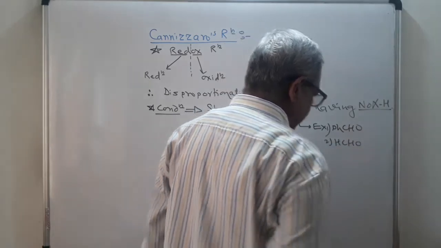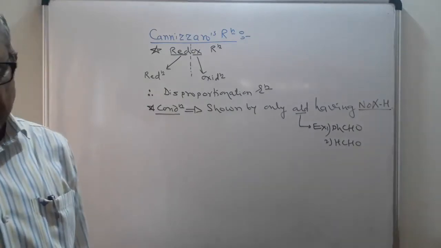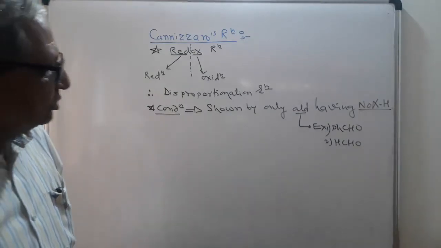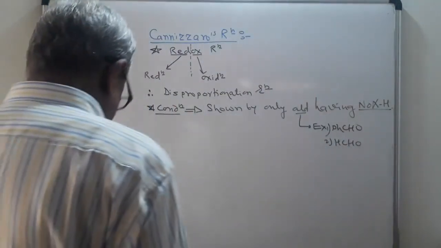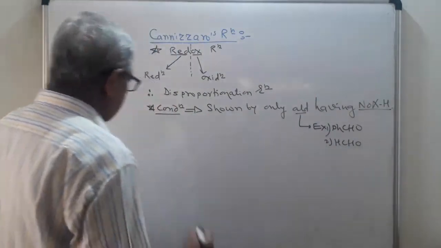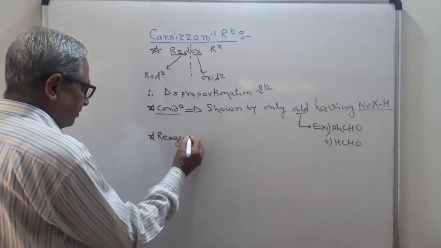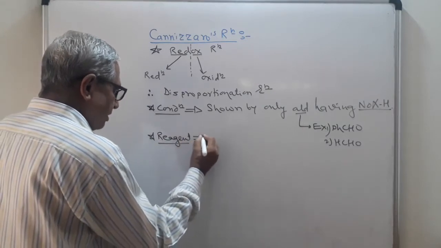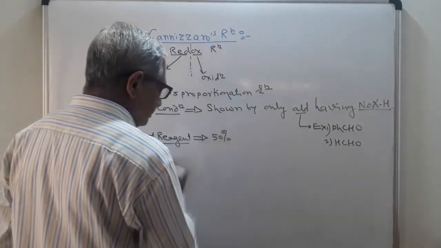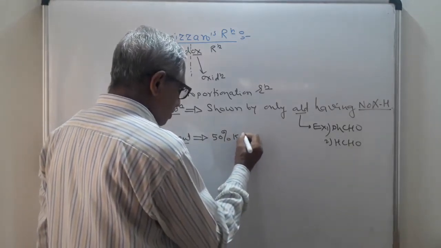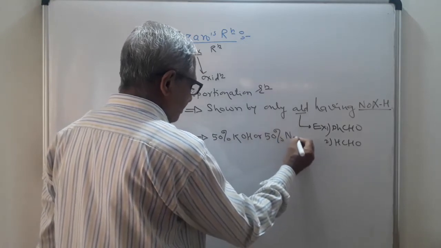I was explaining the meaning of the alpha carbon as well as alpha hydrogen; I prepared a table. So this is the point here. Aldehyde or ketone having no alpha hydrogen, but only aldehyde having no alpha hydrogen. Next point, the reagent used for the Cannizzaro reaction is 50% concentrated KOH or 50% NaOH.